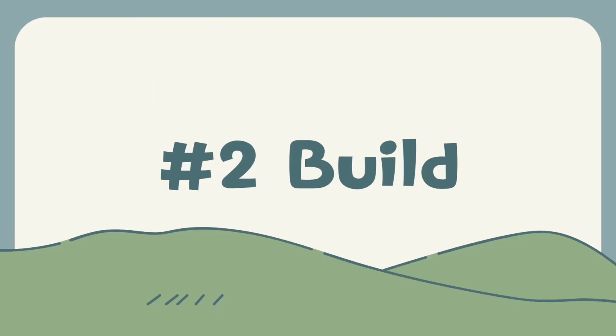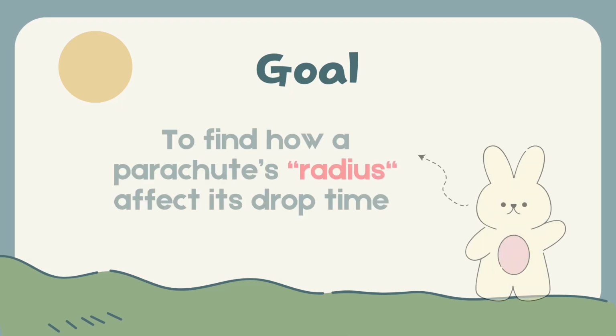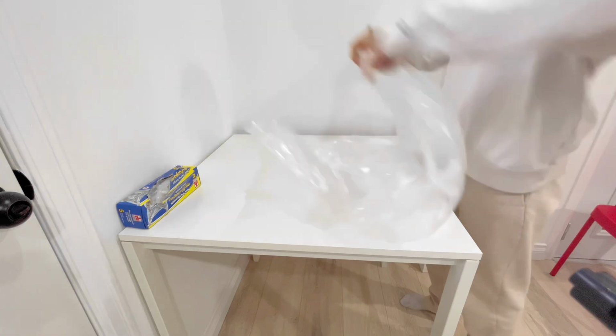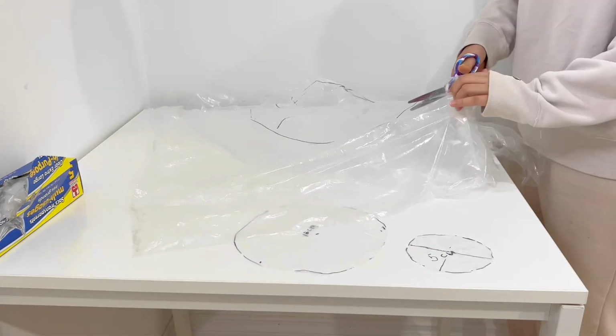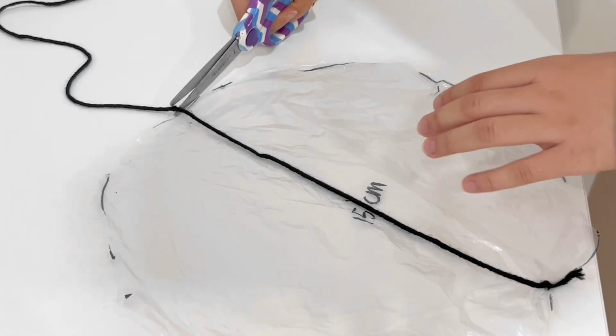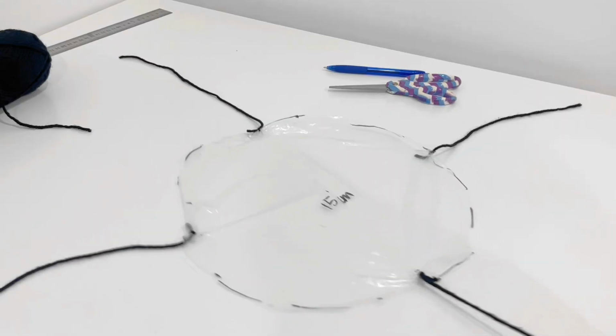So, time for the building. Parachutes come in all different shapes, but the objective of this experiment is to see how the radius affects the drop, which obviously means that we have to cut circles. So I did that by using some measuring skills and carefully cut along the lines. Next, I used a pen to stab a hole at the ends of the plastic in order to tie the strings to it. Also, do know that each string was the same length as its diameter in order to maintain an equal string to parachute size ratio.